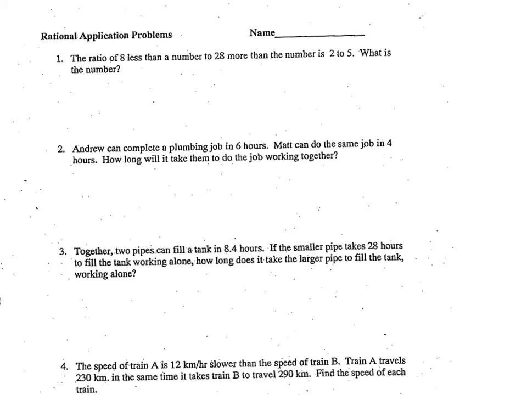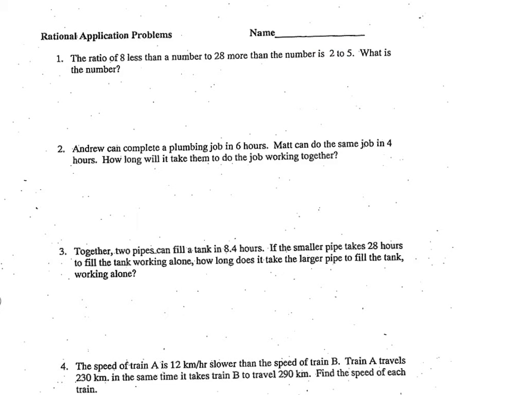The first problem for notes we have is a ratio problem. To set up that ratio, you need to really look at the wording. It changes a lot. We have the ratio of 8 less than a number. I don't know what that number is. We're going to call it x, but 8 less than it. The ratio 'to' means that's where your fraction is. 28 more than the number. Remember, the number is x. 28 more than it, x plus 28. 'Is' is your equal sign, 2 to 5.